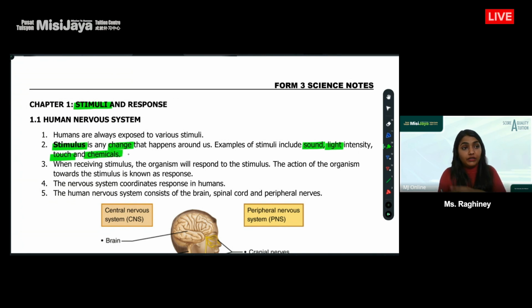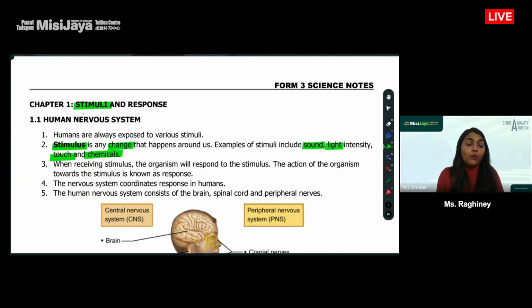And chemicals. What do they mean by chemicals? They don't mean the mosquito fogging chemicals, okay? They mean things like flavor. When you eat a flavor, you can taste a flavor. That's a chemical. When someone is wearing a perfume, you can actually smell the perfume. That is a type of chemical as well.